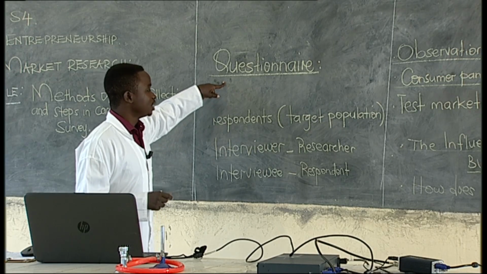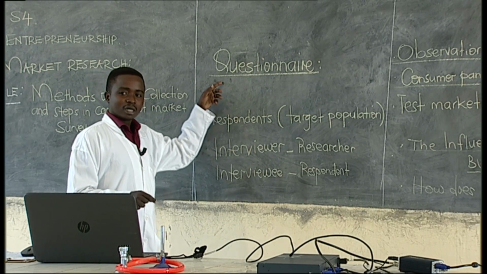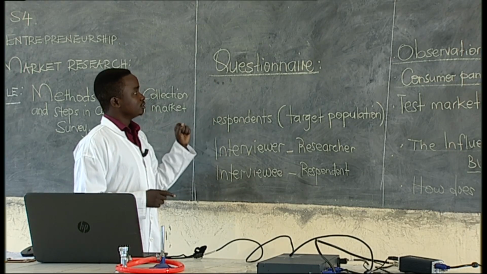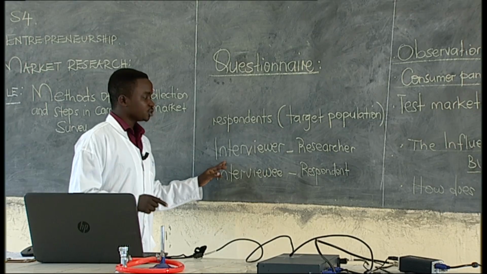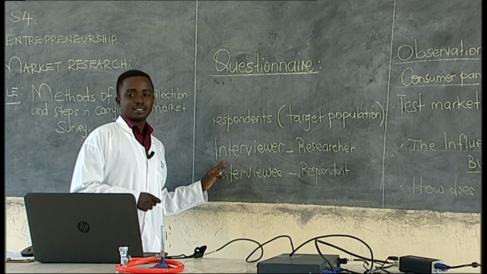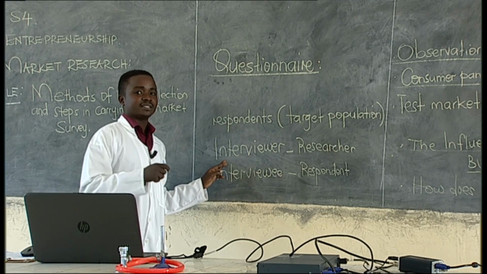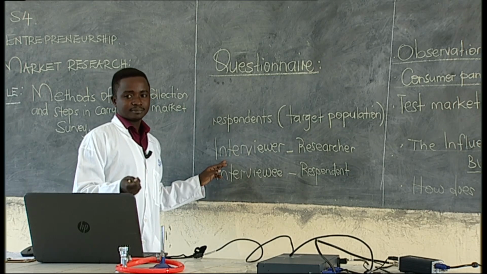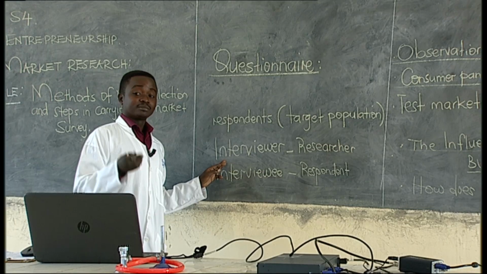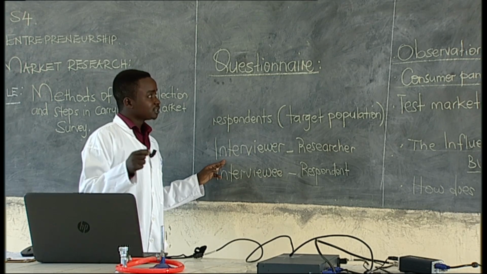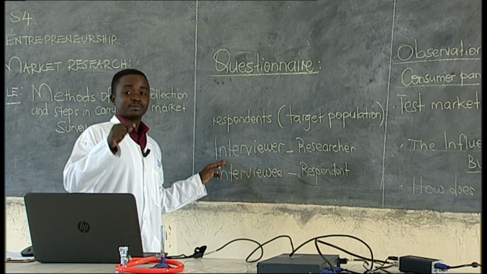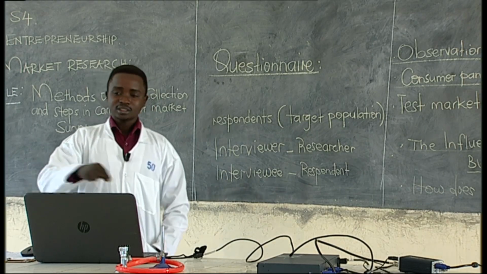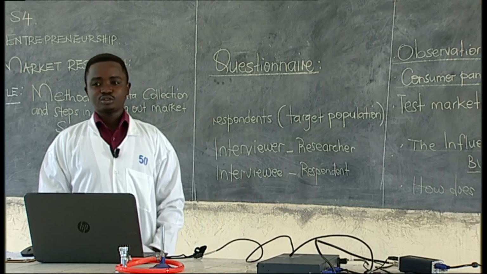Or you can integrate. You can amalgamate the two. You can use a questionnaire, then you use the interviewing method for those who cannot read and write, but they can talk and respond to the questions that you ask them. So it becomes very important to study your target population and determine which methods you are going to use to extract data from the target population.